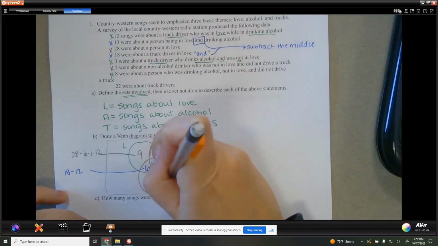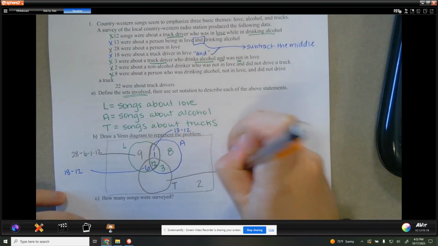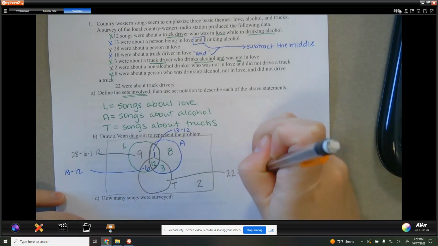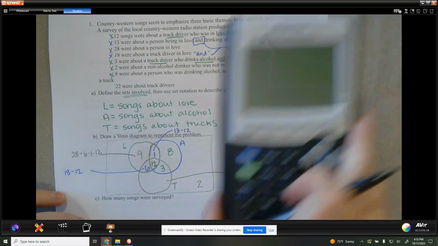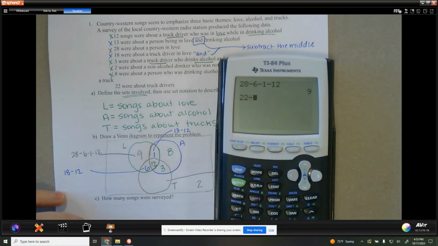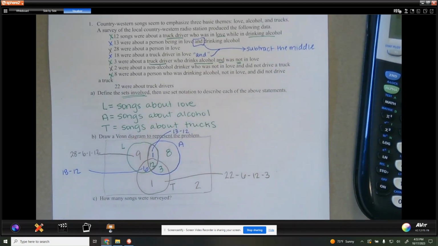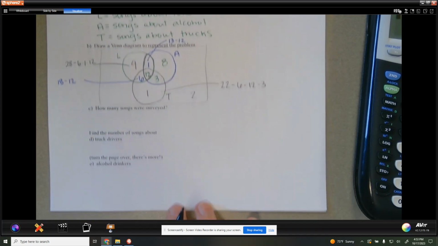And then 22 need to add to truck driver, so I'm gonna put that over here. 22 total, and we subtract our overlaps. So minus 6, minus 12, minus 3. So just a little one song about only trucks. All right. So please watch that section over again if you're not sure where I got all that info. That is some tough stuff. But we didn't even use our formula yet. So this is kind of like the simplest it's going to be. So rewatch that if you need to. And then I'm going to move into the questions.